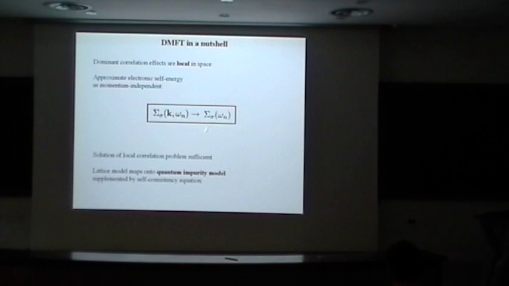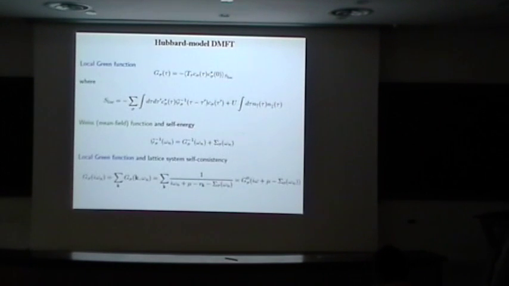And then, if we do this, then it turns out that we only have to solve a local problem, because essentially we have disregarded the spatial dependence of the self-energy. And one can show that the lattice model, like a Hubbard model, maps onto a quantum impurity model supplemented by some self-consistency equation. This is essentially what the DMFT machinery does. And so the result is that we have to solve this quantum impurity model in order to understand the physics of the Hubbard model. So there are a few more equations here, and I will not discuss these in any detail. This is essentially the formulas describing what I just said in words.